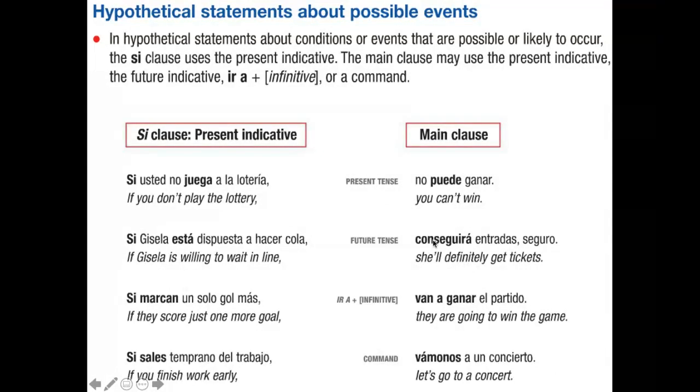No? We already covered this future tense. And ir a plus infinitive. Van a ganar. ¿No? Van a estudiar. Van a conseguir. We learned this ir a plus infinitive in Spanish 101. When you want to talk about the future, you use ir and an infinitive. Command. ¿No? Vámonos. Okay? Let's go. So you can use these tenses if it's likely to happen.